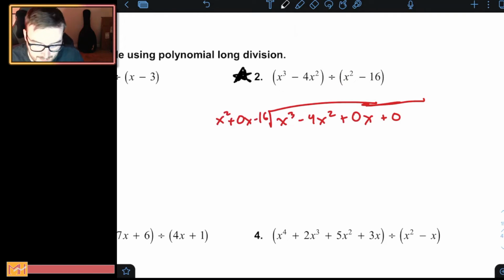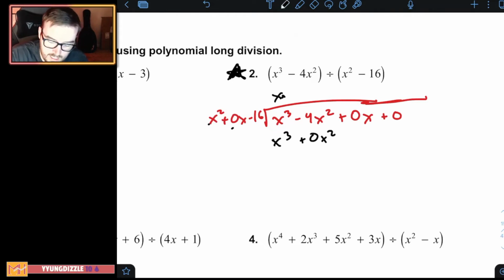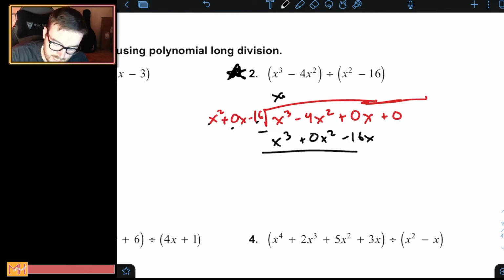So what do I mean, same division? Well, how does this work out? x squared times what is x cubed? Simply x. And then you do the multiplication. x times x squared is x cubed. x times 0x is 0x squared. And x times negative 16 is negative 16x. And you subtract.